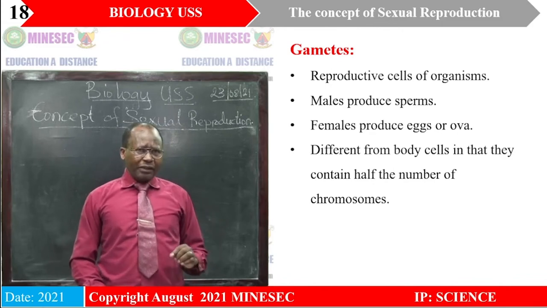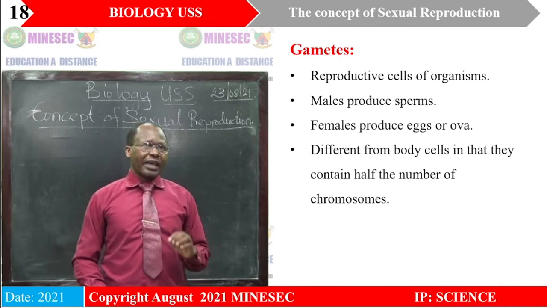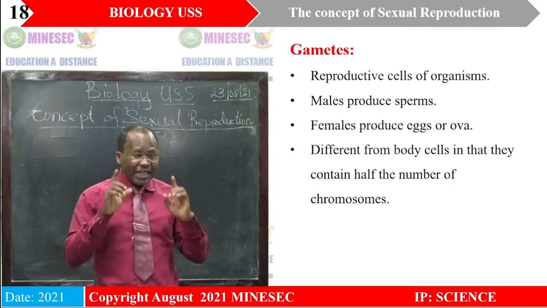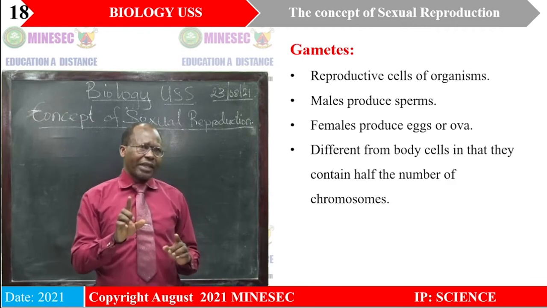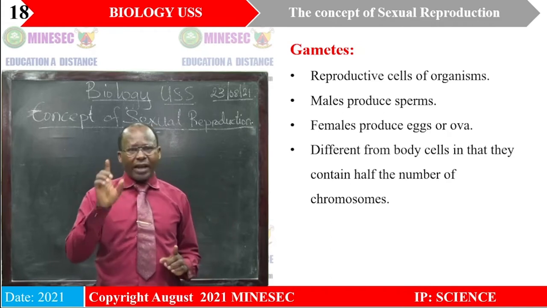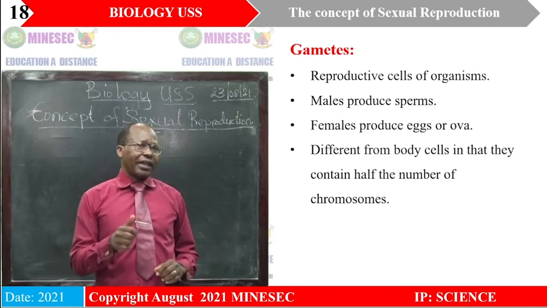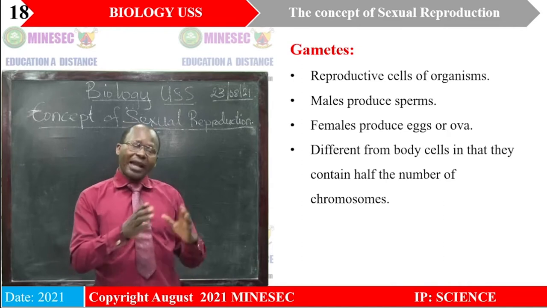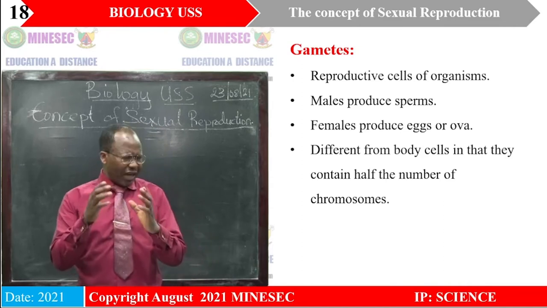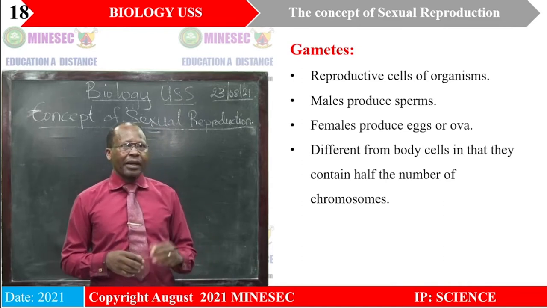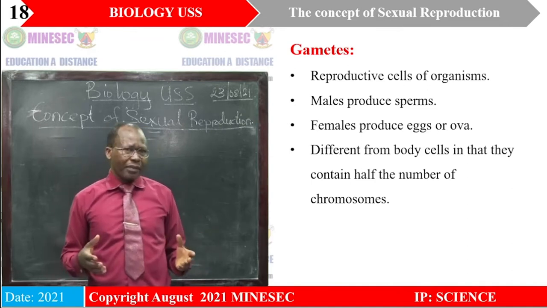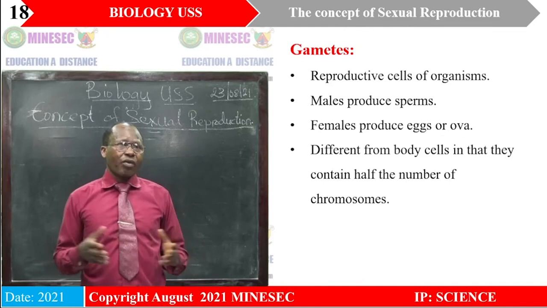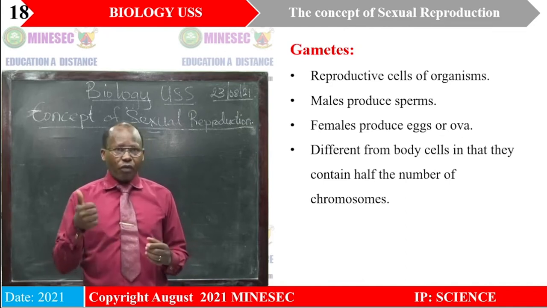Gametes are actually cells of an organism, individual cells. If we have one gamete, maybe a sperm or an egg, it will be an individual cell, one cell, which will be either a sperm or an egg. We shall look at these details in subsequent lessons. But for gametes to be formed, the male produces the sperm, while the female produces the eggs, or what we call the ova, or ovum for one.